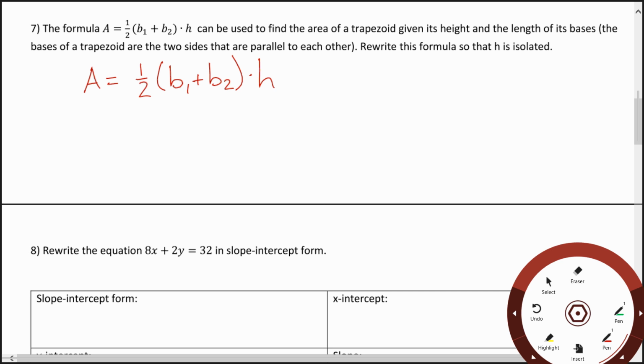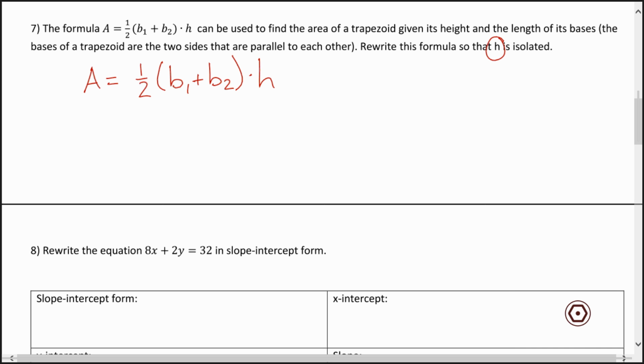Hey, in number 7, they ask us to rewrite this formula so that h is isolated. This is the formula used to find the area of a trapezoid. Interesting discussion about where this formula comes from, how do we derive it, but that's not the point of this question. The question is just take it and transform it using properties of equality so that h is by itself.